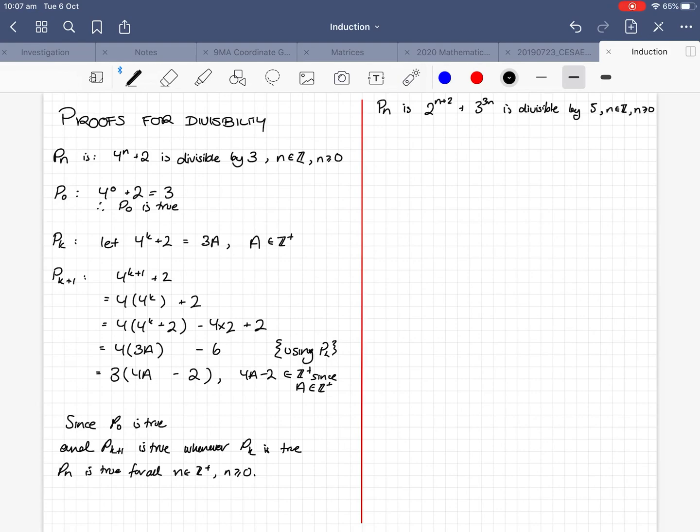So Pn is 2 to the power of n plus 2 plus 3 to the power of 3n. We're saying that's divisible by 5 for all non-negative integers n. So we're going to follow the same process.